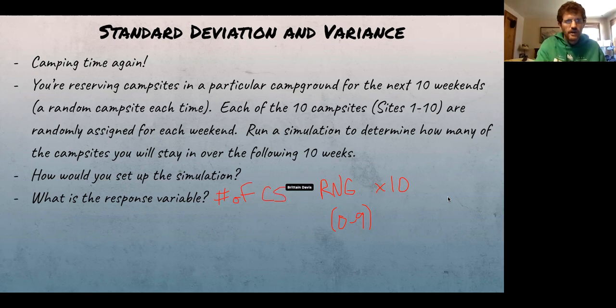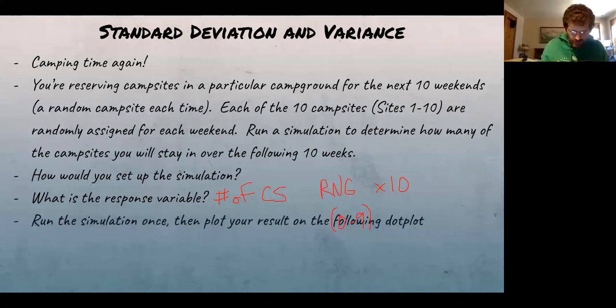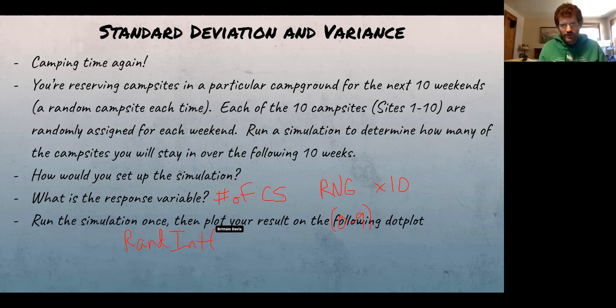All right. I want everyone to run the simulation once, and I'm going to do the same thing. Just to remind you how we do that on the calculator, you can do this one of two ways. We're going to use rand int, random integer. If you're using 0 through 9, that's fine. You can even plug it so it's 1 through 10, so it matches up with the campsite numbers. You can also put another number here to run it 10 times.